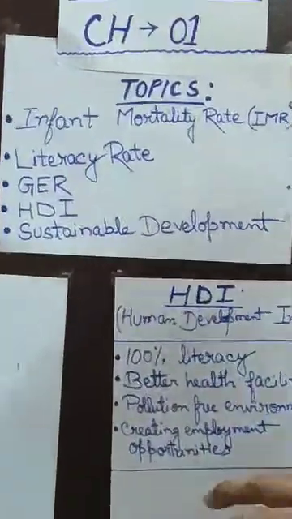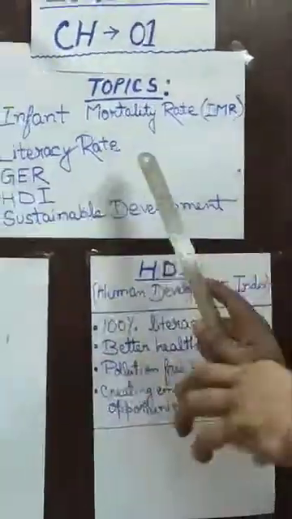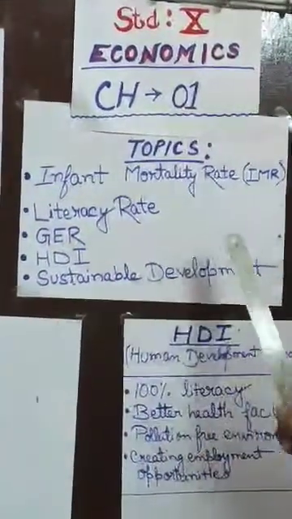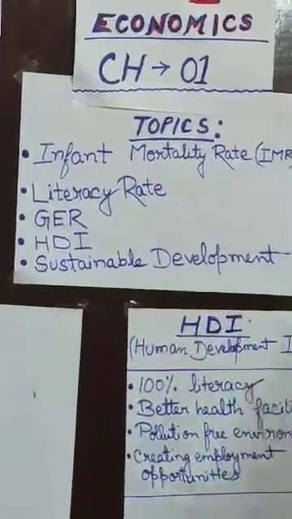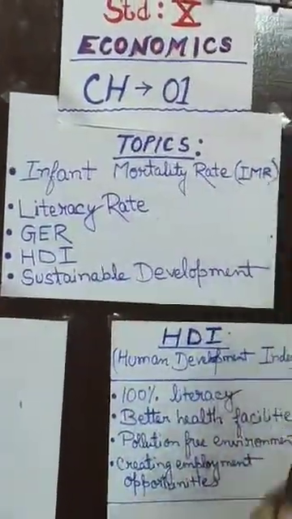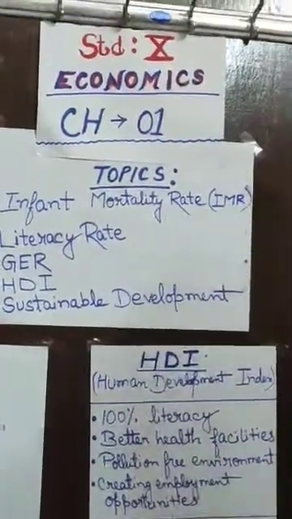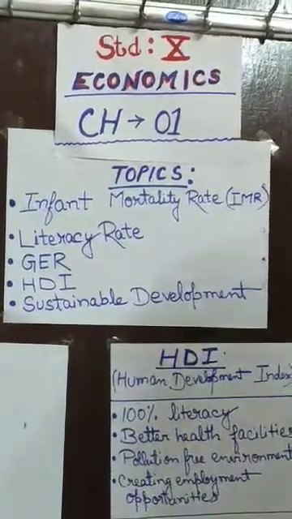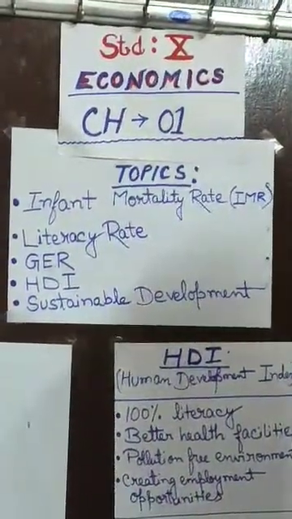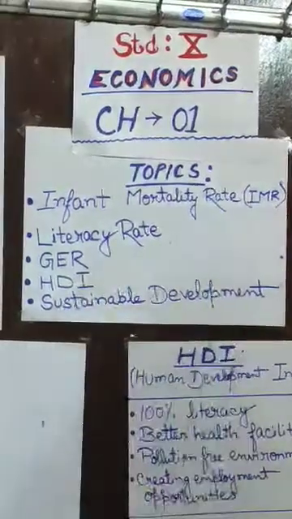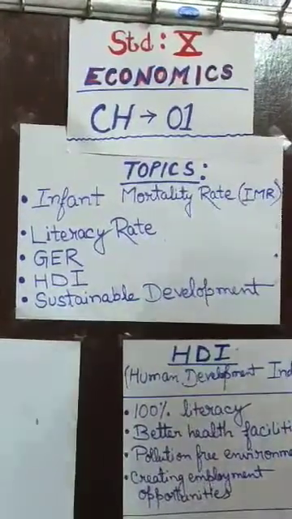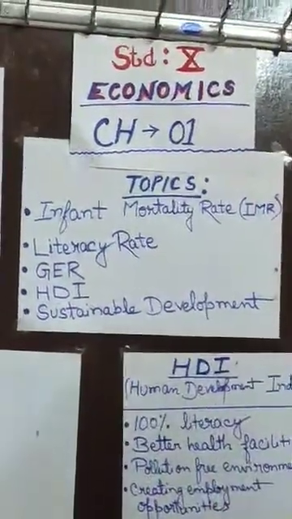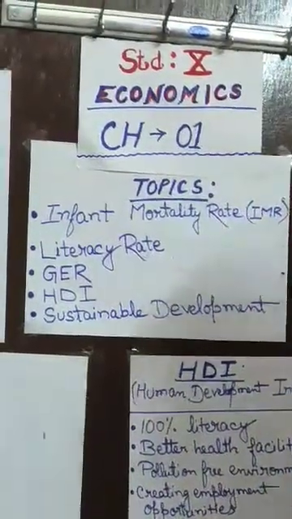These are the indicators which are related to human beings but are very essential for the development of a nation. Now, the first topic will be infant mortality rate. Second will be literacy rate. Third will be GER. What is this GER? Gross enrollment ratio. Fourth, we will see HDI, that is Human Development Index. And at last, we will see sustainable development.